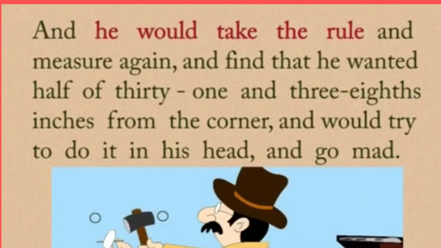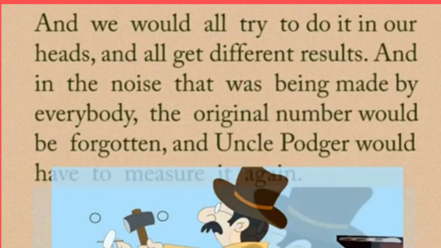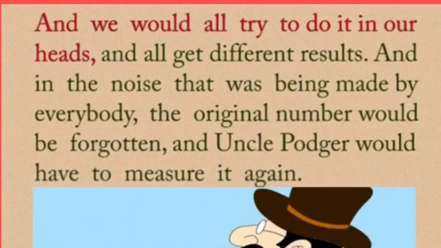And he would take the rule and measure again, and find what he wanted: half of 31 and 3/8 inches from the corner, and would try to do it in his head and go mad. And we would all try to do it in our heads, and all get different results. And in the noise that was being made by everybody, the original number would be forgotten, and Uncle Podger would have to measure it again.